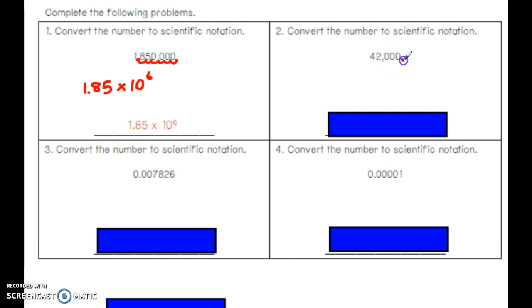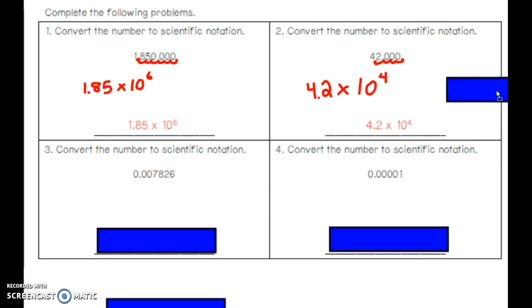Here's your decimal point. You're moving it over to create a number that is between 1 and 10. The number that we create that's between 1 and 10 is going to be 4.2. 4.2 is then going to have this times 10. And again, we count the spaces that we moved the decimal point. 1, 2, 3, we moved it 4 places. You're keeping your exponent positive because we're dealing with a positive large number. So 4.2 times 10 to the 4th would be what we would use for scientific notation.